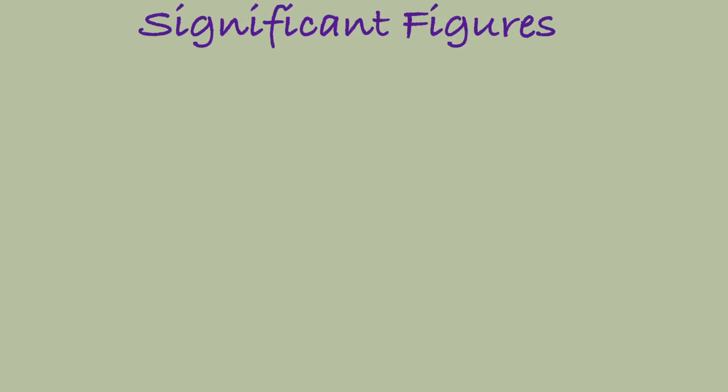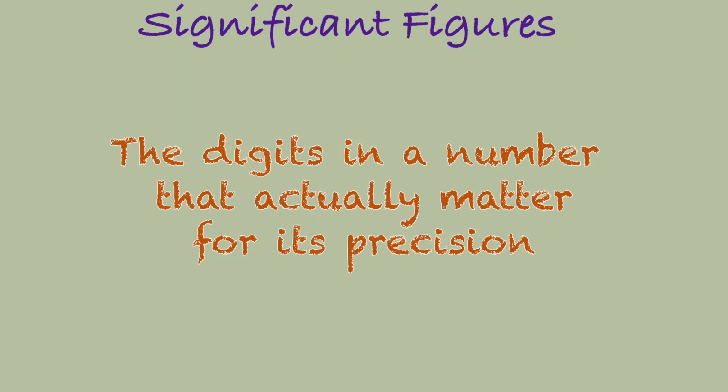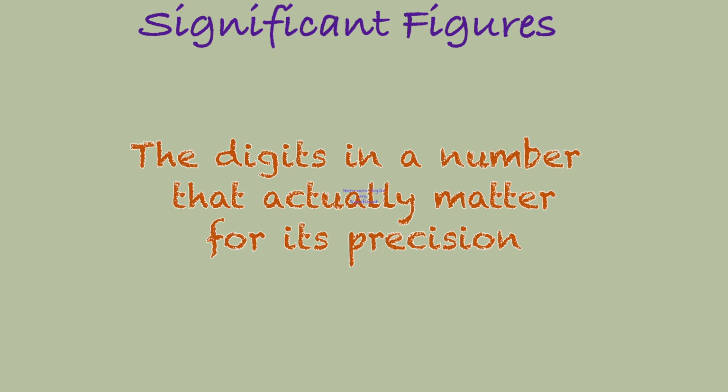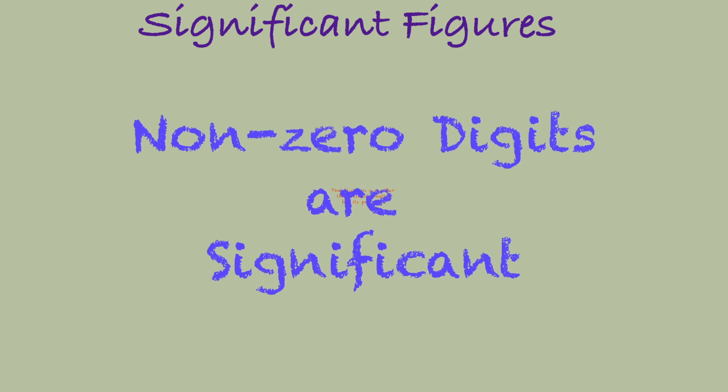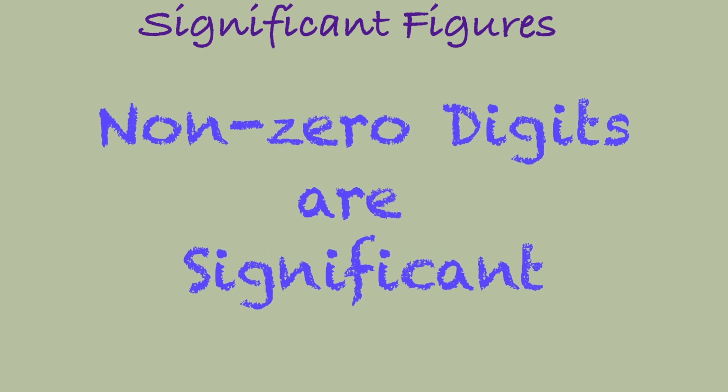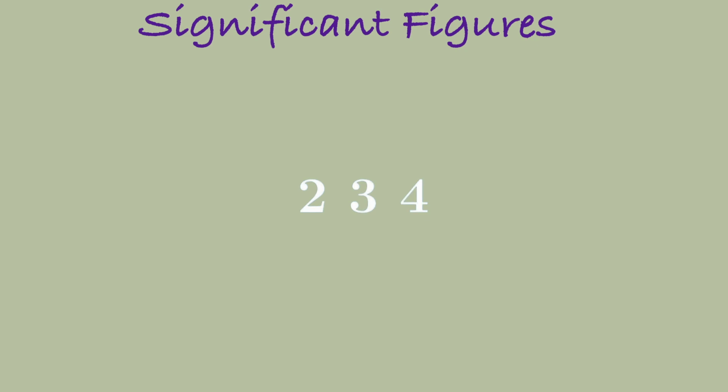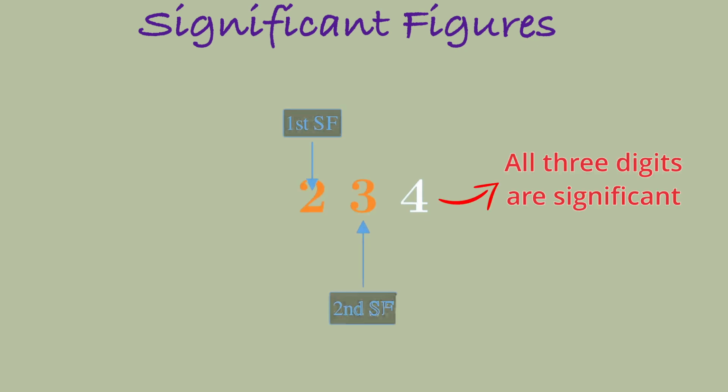Next up, let's dive into significant figures, or sig figs for short. These are the digits in a number that actually matter for its precision. They tell you how much we really know about that measurement. First rule: any digit that isn't a zero is always significant. So in a number like 234, all three digits, 2, 3, and 4, are significant.